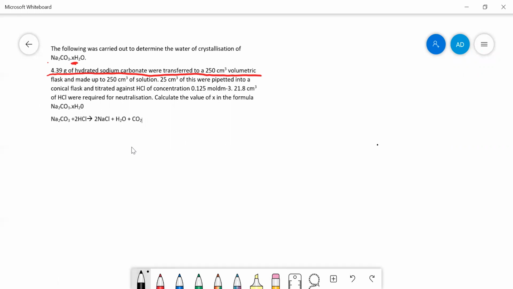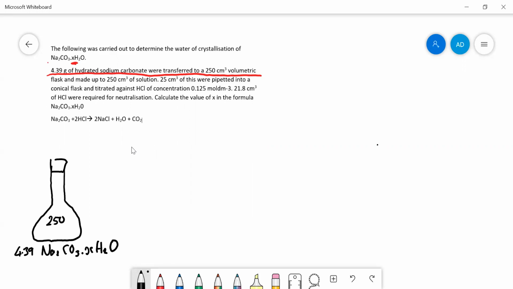So let's draw that as usual. It's a terrible volumetric flask, that one is all lopsided, never mind. We've got 4.39 grams of sodium carbonate in there, hydrated sodium carbonate. And the hydrated bit makes all the difference, of course, because there's quite a lot of water in that 4.39 grams. Okay, and as usual, we are going to take out 25 centimeters cubed of that, put it into a conical flask. So take a tenth of it out.